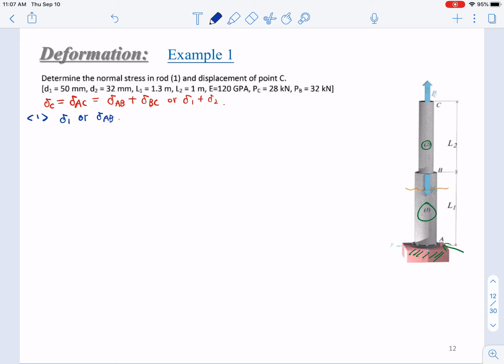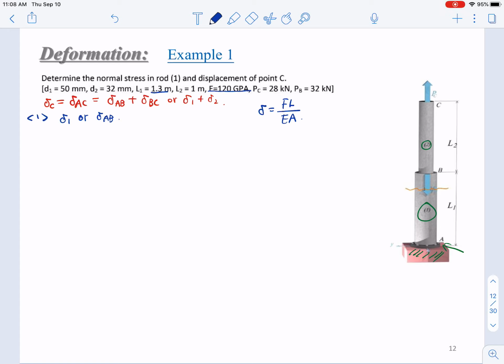The cross-section area, there's the equation there, right? The equation lists the equation there. This delta equals what? FL over EA. Right? E has been given. E is here, has been given. And L, we have known that the L1 or LAB is 1.3 meter. And F we have not known, right? This is the internal force.